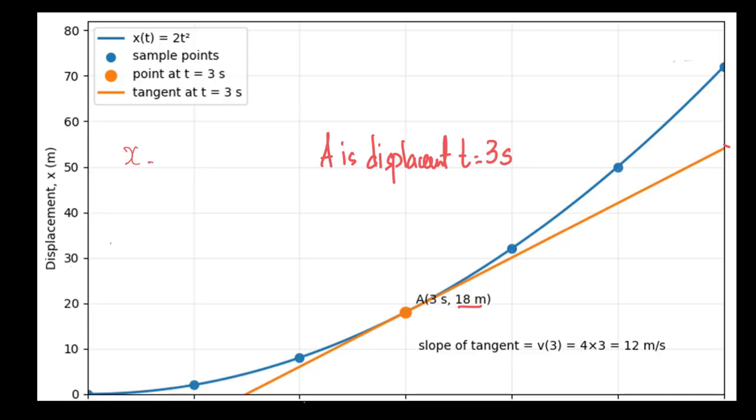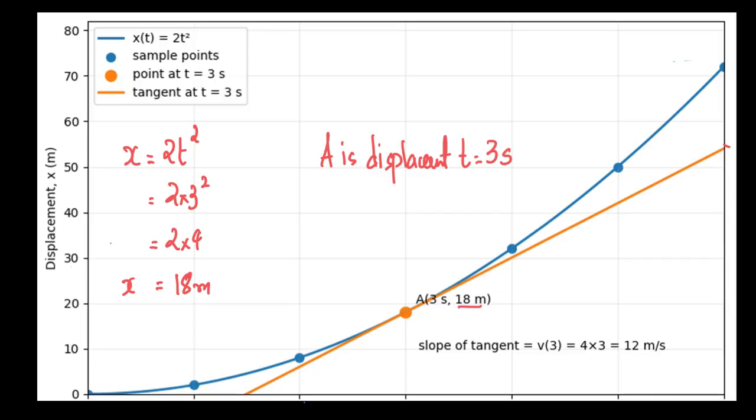Why? Let's see. x is here equal to 2t square. What is t? t is 3. So this is 3 square. 2 into 3 square is 2 into 9, therefore x is equal to 18 meters. Now, if you draw a tangent at A, like this, and then find the slope of this tangent by selecting 2 points.